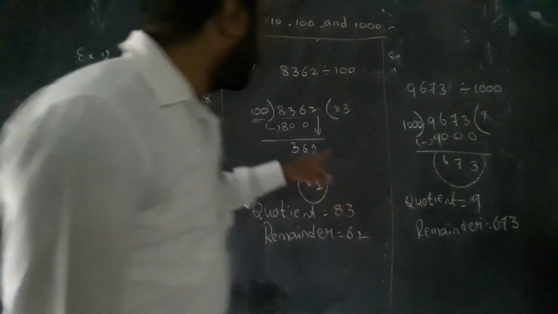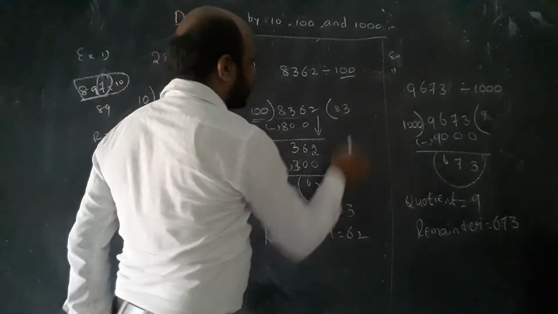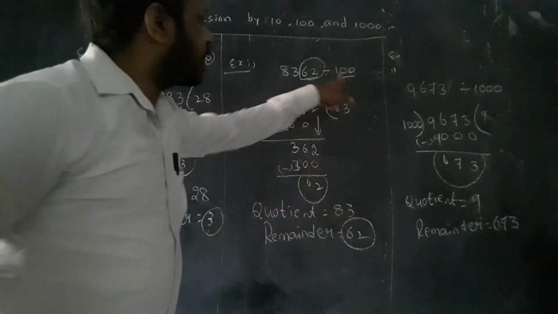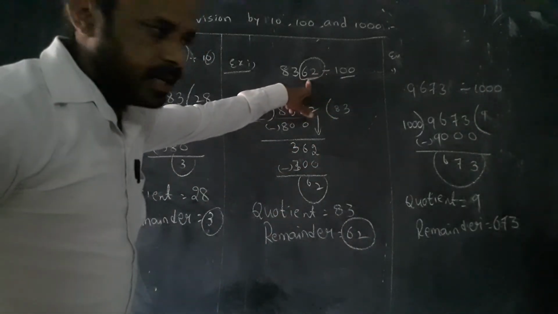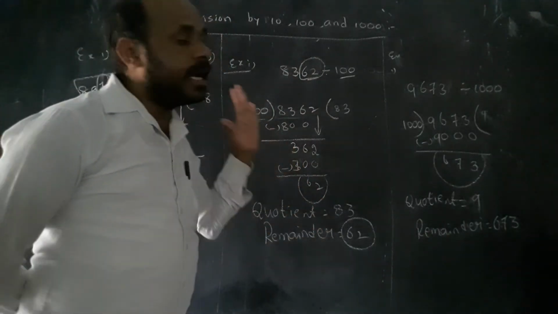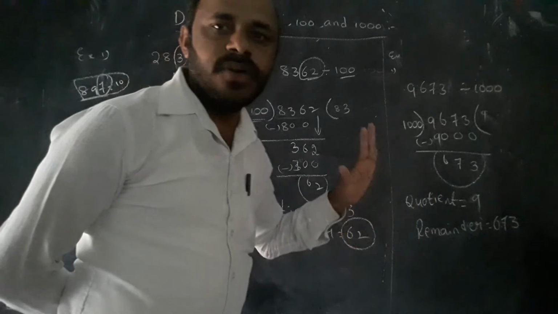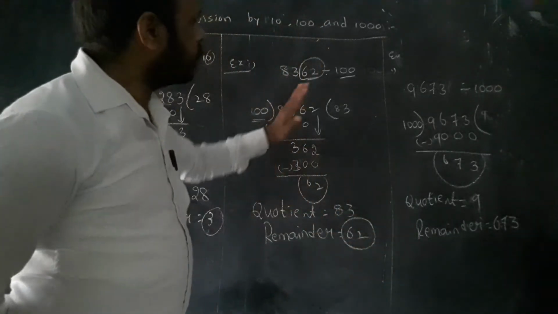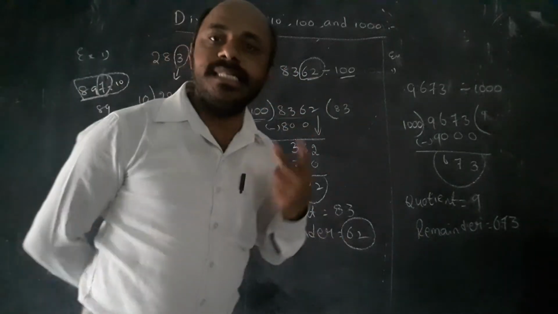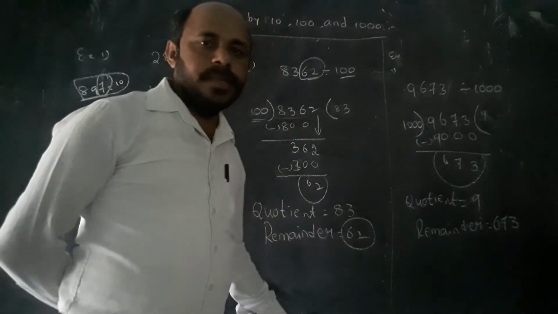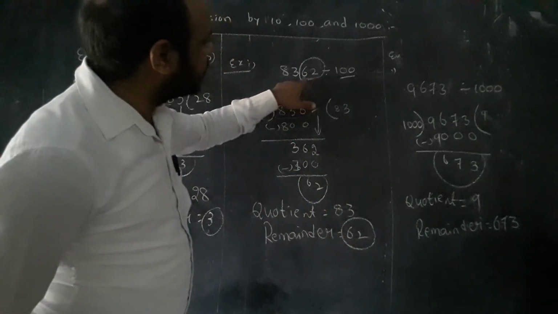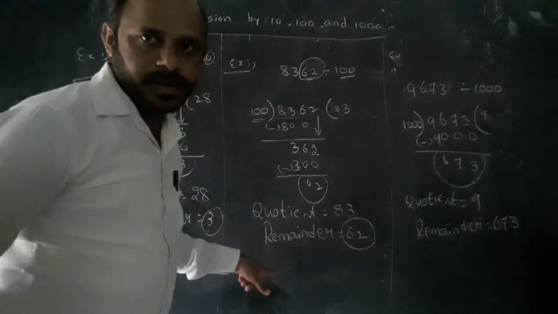In the same way for 100 also. Here 2 digits are there, it will be 62 as the remainder. Here 2 zeros are there, 2 digits are the remainder. Means what? In the division by 100, in the given number we have to take out the last 2 digits, and those 2 digits are the remainder of the given number. See, when we do the division also we got the same. See, our last 2 digits only we got as the remainder in this example.